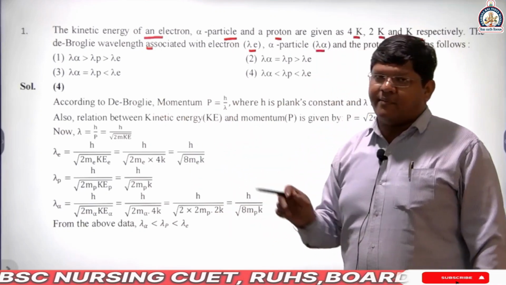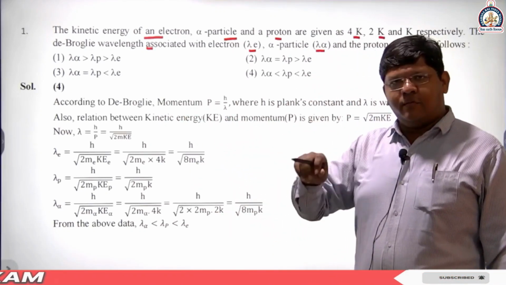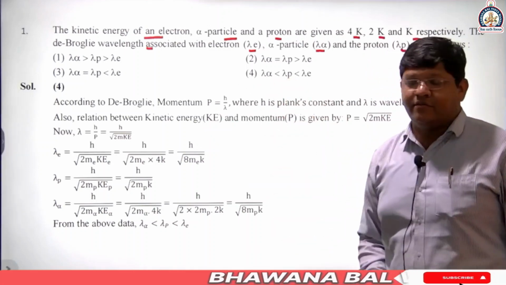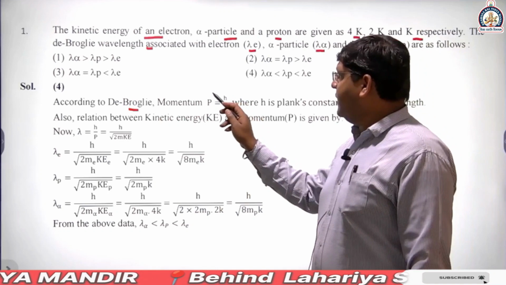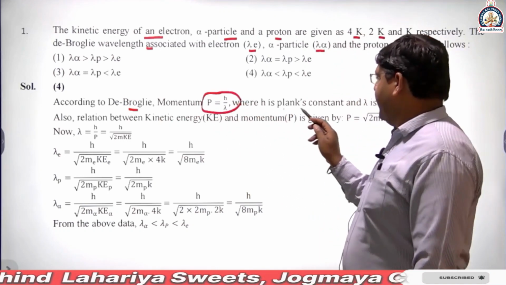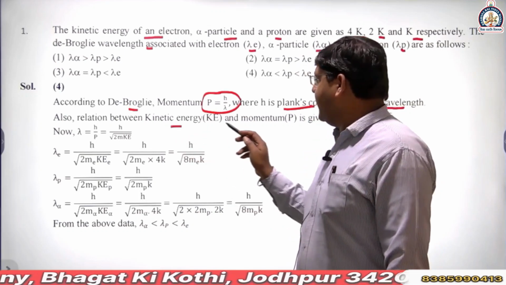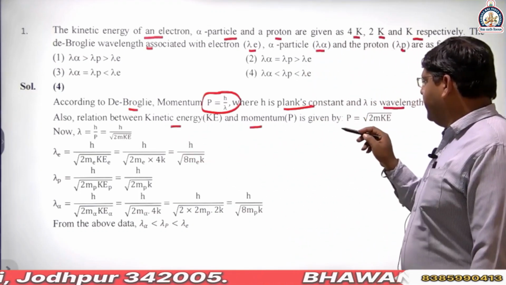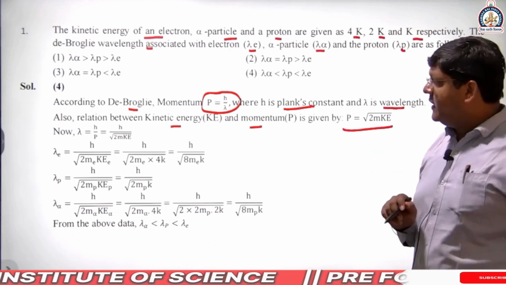After observing this type of question, this is a formula based question, and after putting the values in the formula, we can compare and get the answer. Now, according to the de Broglie relation, P is equal to h upon lambda, where h is Planck constant and lambda is wavelength. The relation between kinetic energy and momentum is P is equal to under root 2mK, where m is the mass and K is the kinetic energy.